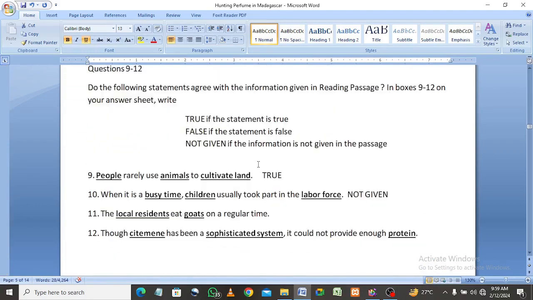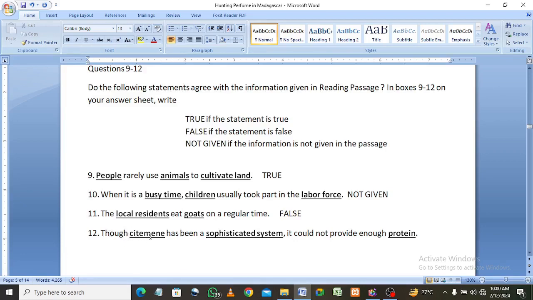But the question says they eat goat on a regular basis. So the answer here is false, because they don't do it at regular times. They only do it whenever they have a ceremony or whenever they have a visitor. Whenever they have a ceremony or visitor, it's not a regular time. So that's why this statement is false. Hope that is clear. Now, let's solve question 12.